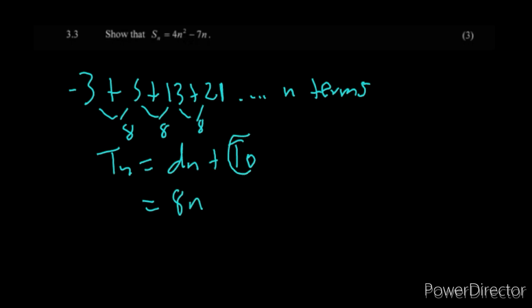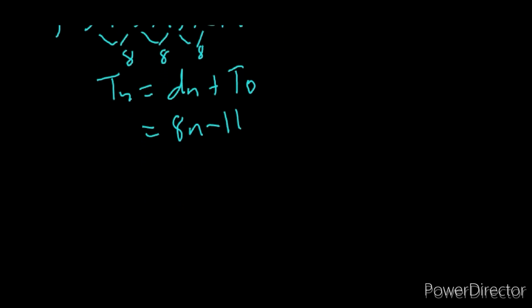And then T0 is the term that would have existed before this term, right? Because notice that this is T1. So T0 is just the term before this term. So if I say minus 3 minus 8 is minus 11, the term that would have existed before is negative 11. So that's the formula. Alright, so we found it.